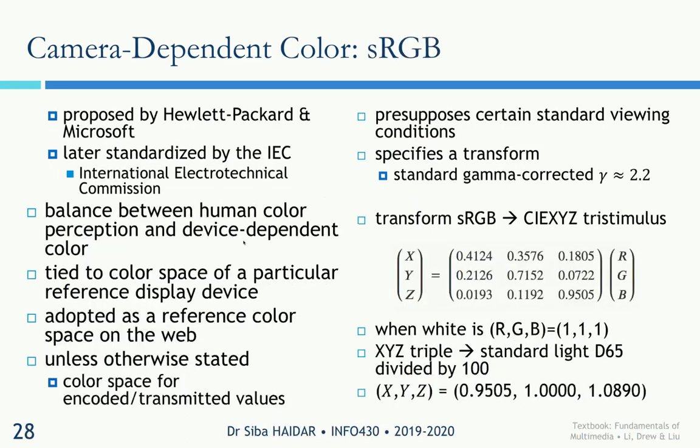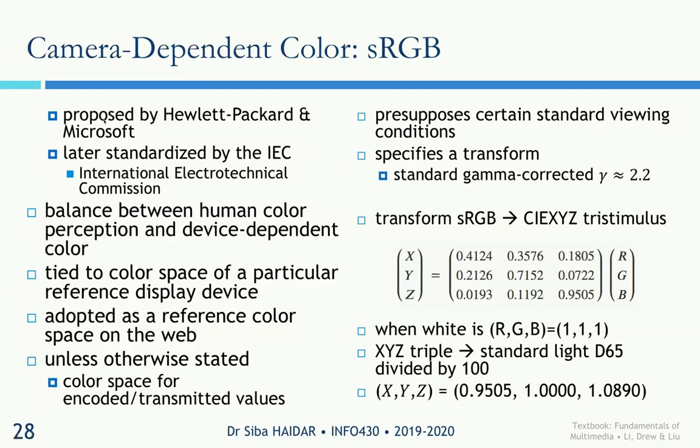Another camera dependent color is the standard RGB, which was proposed first by Hewlett Packard and Microsoft, and then later standardized by the IEC, the International Electrotechnical Commission, in order to be used on the web. So on the web, whenever you have three values for RGB, unless otherwise mentioned, it is considered to be sRGB. So it is a balance between human color perception and device dependent color. This is a solution.